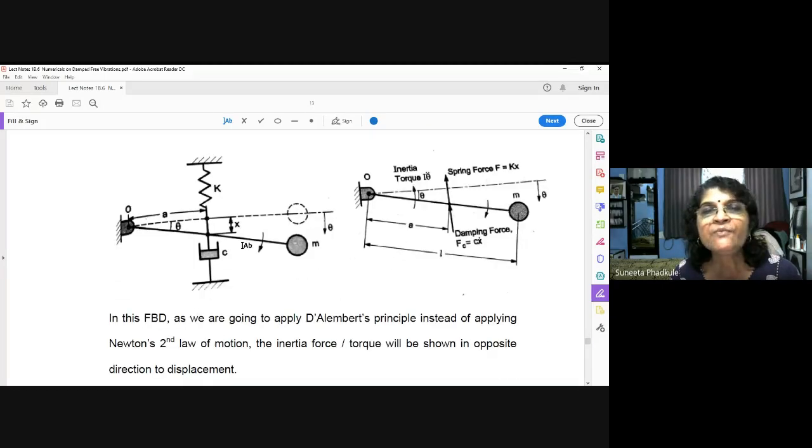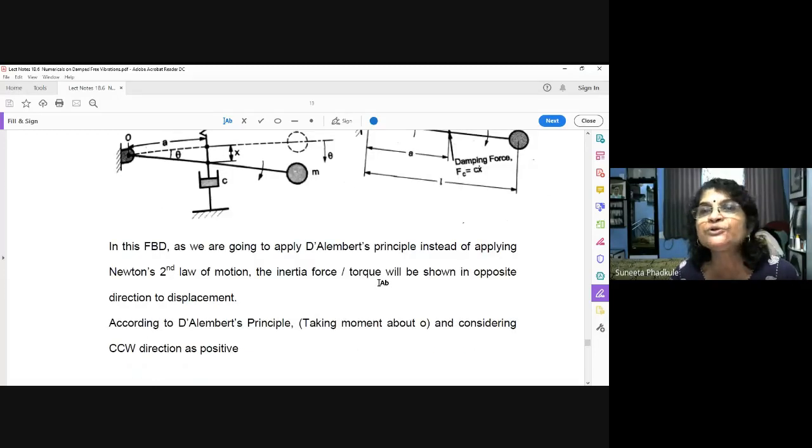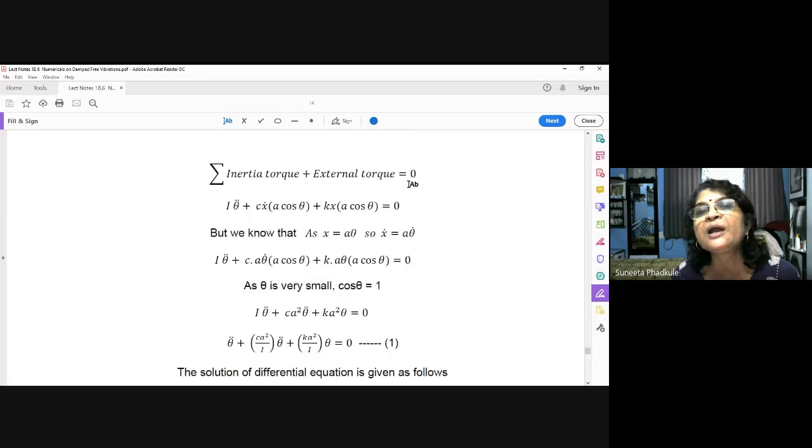So this is the system given. This is the diagram in displaced position, and this is the free body diagram. There are three forces acting: this is spring force in the anticlockwise direction, damping force in the anticlockwise direction, and this is inertia torque in the anticlockwise direction. You are going to apply D'Alembert principle. That's why this inertia torque is shown opposite to the motion of the mass, and your equation of motion is summation of torques is equal to 0. So here the summation of all the torques is equal to 0.